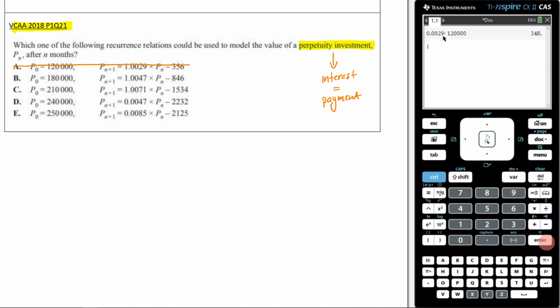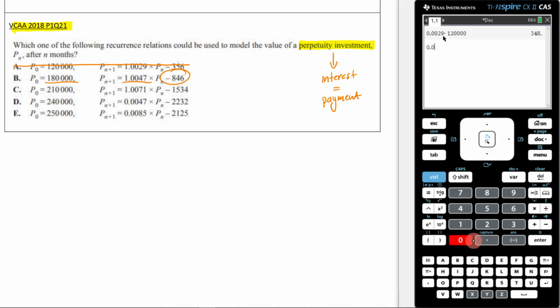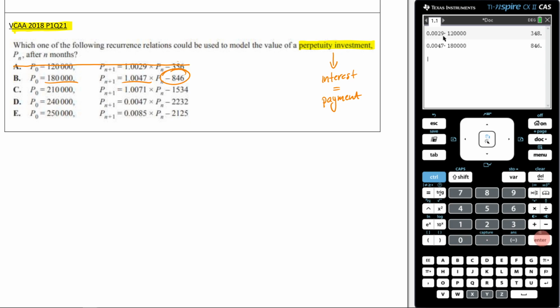So again, what I'm going to say is that the interest generated on this here should be 846. So I'm going to go 0.0047 and times it by 180,000, hit enter. And as you can see, it does. It's 846, which is what we see here. So therefore, the interest is equal to the payment. Therefore, we can be sure that B is my correct answer.